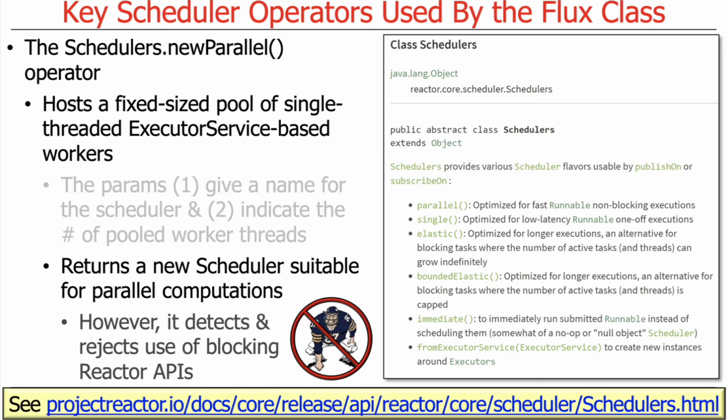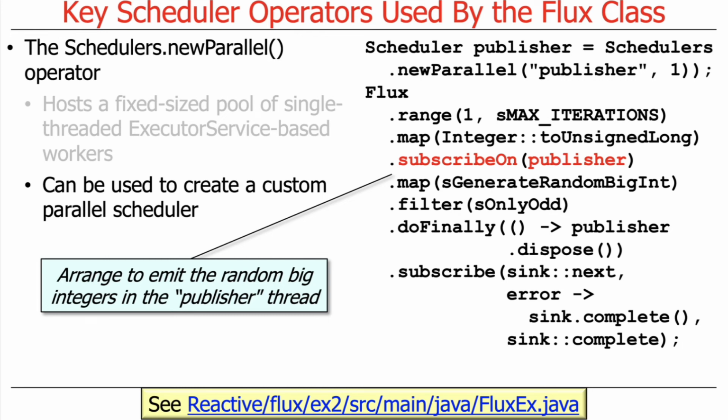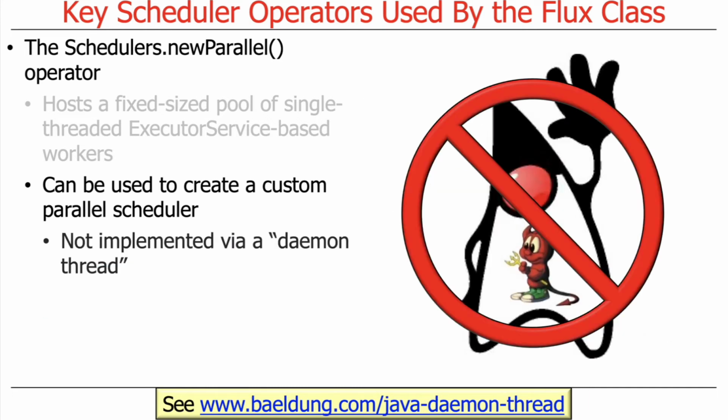And interestingly enough, if you try to use this for blocking APIs, it will throw an exception, which is a little weird, but it's intended for non-blocking operations. We typically use this method to create custom parallel thread pools, or parallel pools that have at least one thread. So here's an example which we'll look at when we get to the case study part, where we create a publisher, which is a scheduler that has the name publisher and one thread in it, and we use newParallel as the factory method to make that particular publisher, and then we use that publisher down here to indicate where we want this computation to run.